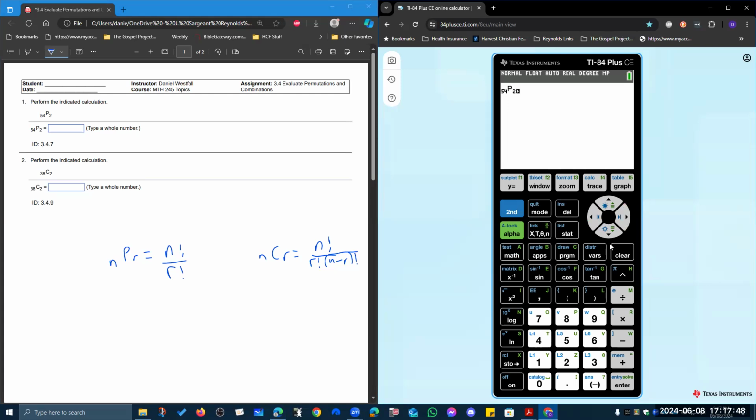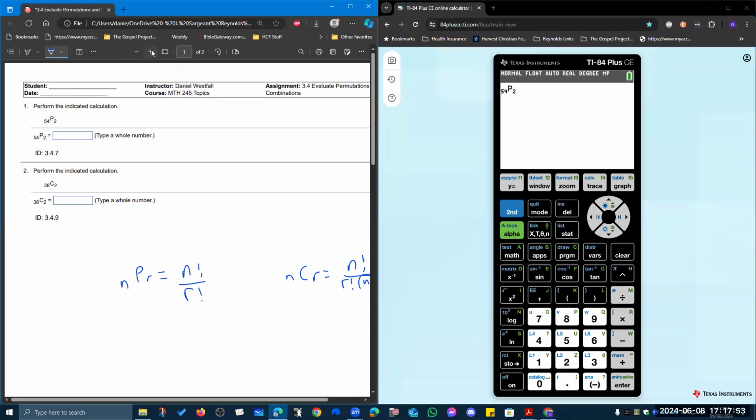Choose 2 where order matters. So yes, there we go. 54P2 is going to be 2862. And so it performed this calculation for me without my needing to calculate any of that.